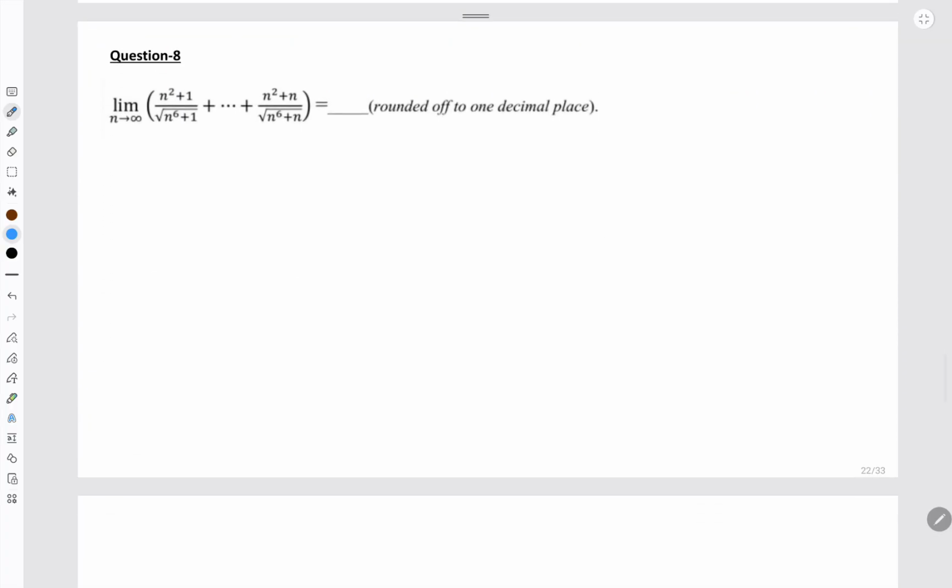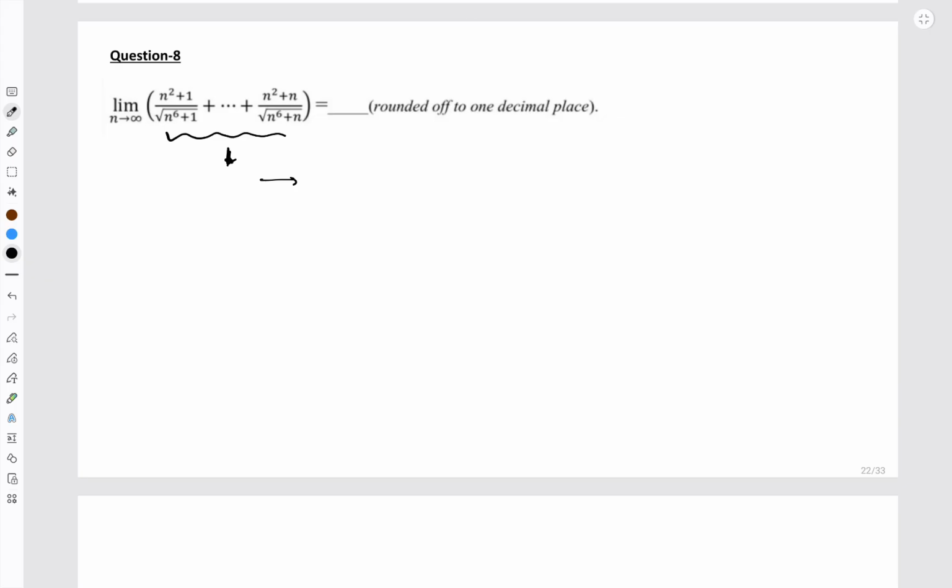Let us move to the next question, that is question number 8. In question number 8, I have to find this particular summation. So what are the approaches? First approach, you can convert this into integration format and solve the integral, but converting this to integration format is a little bit trickier.